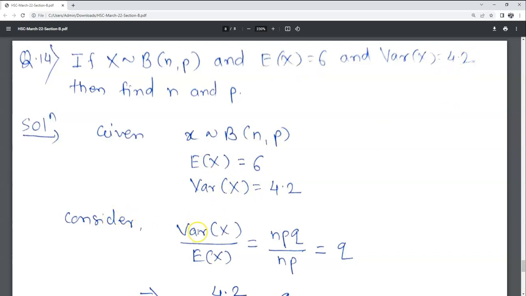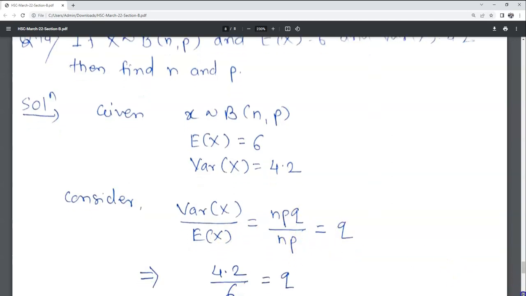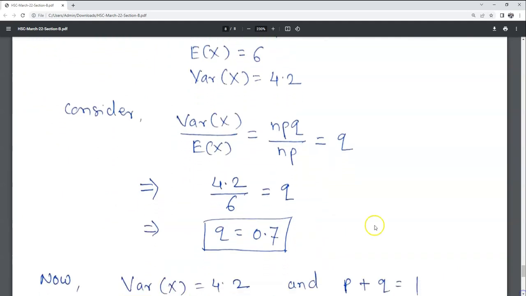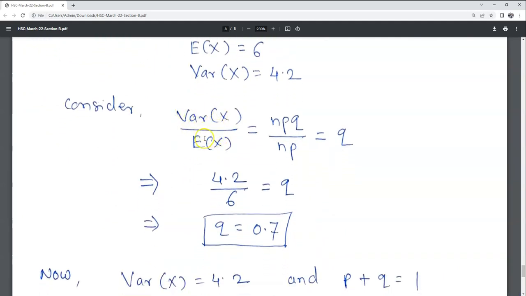Let's consider variance of x upon E of x. Variance of x is npq and E of x is np. N cancels, p cancels, this will be q. Now we know both values, 4.2 and 6, so 4.2 upon 6 is equal to q. 4.2 upon 6 will give you 0.7, right? That is the value of q.